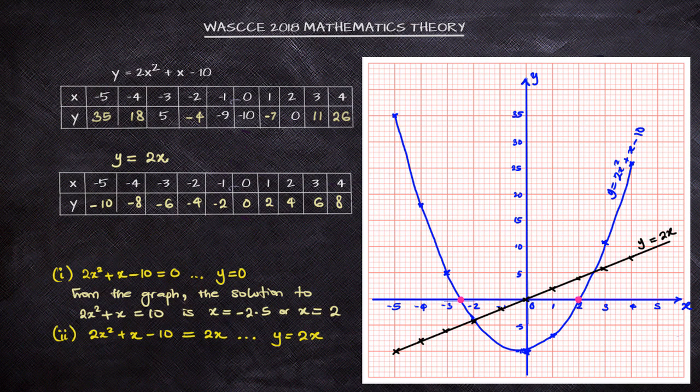Now we've gotten our y equals 2x, and then the solution that we're asked to find will be the point at which the line y equals 2x cuts y equals 2x squared plus x minus 10. And that is being noted in our colored ink again. So from the graph, the point which is the solution to the equation 2x squared plus x minus 10 equals 2x will be x equals minus 2, or x is equal to 2.5. And that is as simple as it can be.